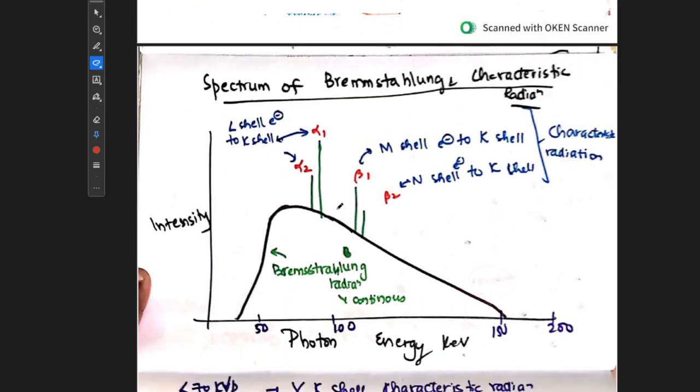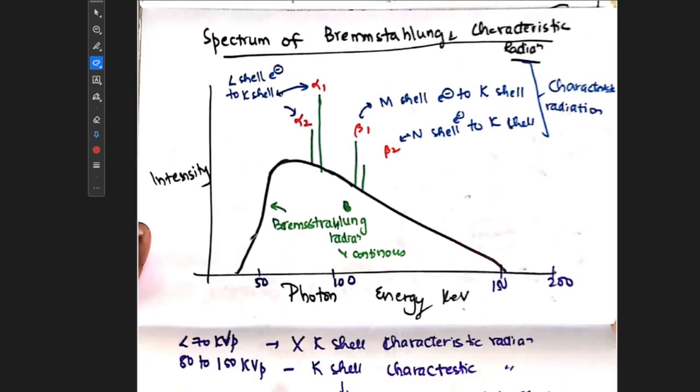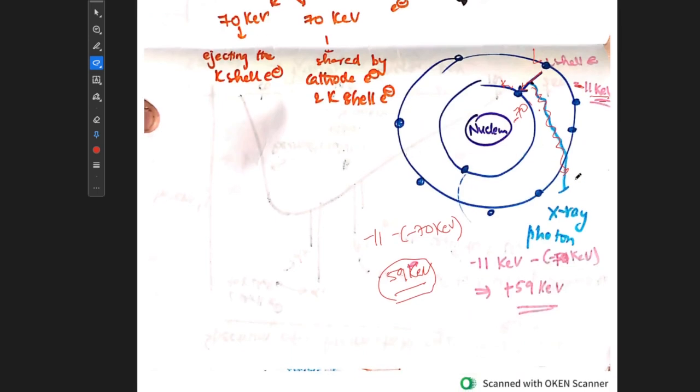Okay, if you see the spectrum of both Bremsstrahlung and characteristic radiation, this is the Bremsstrahlung radiation which we have already seen. Characteristic radiation is not variable. When an L shell electron transits to the K shell, X-rays are released which have an energy of 59 kilo electron volt only.